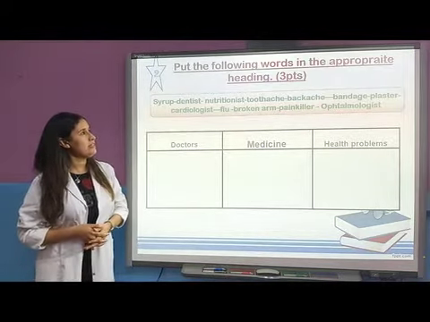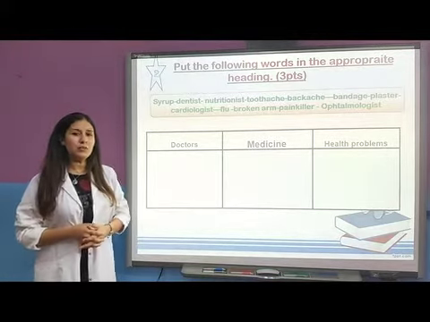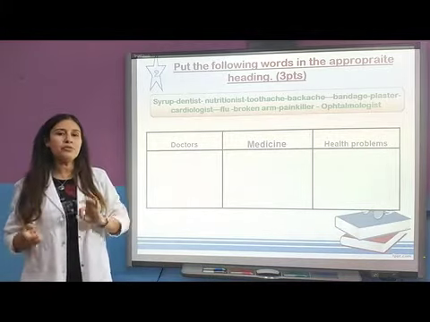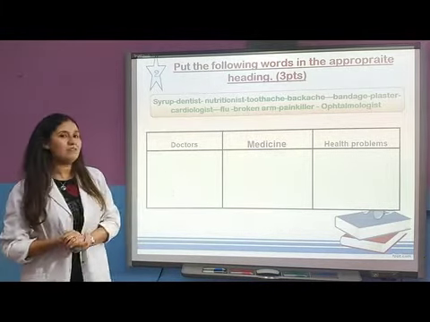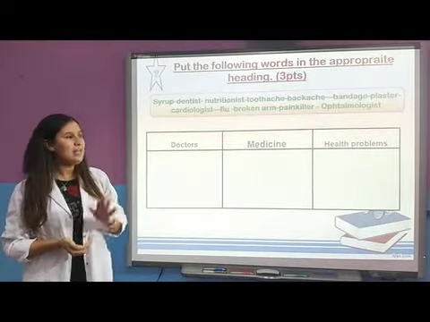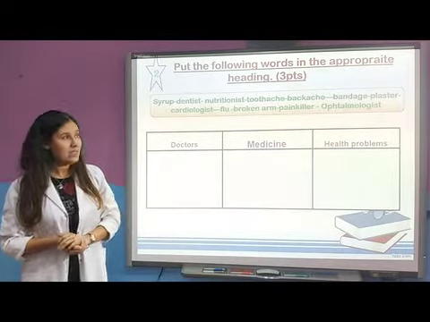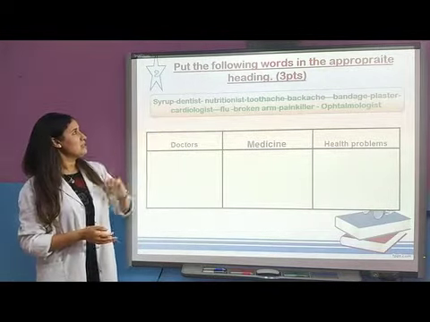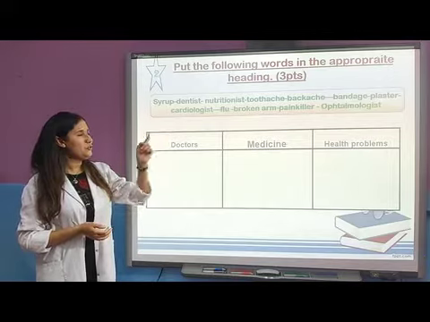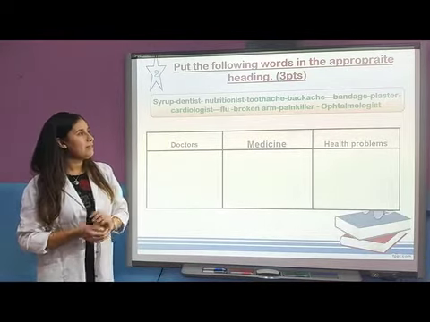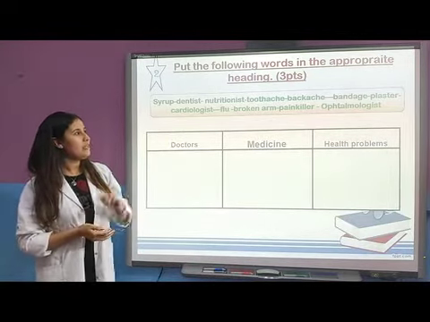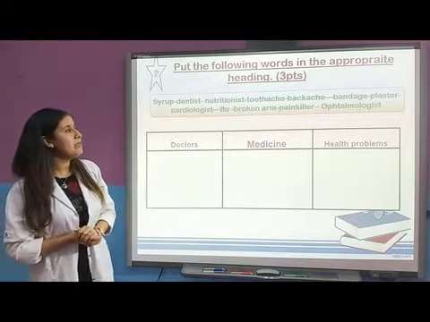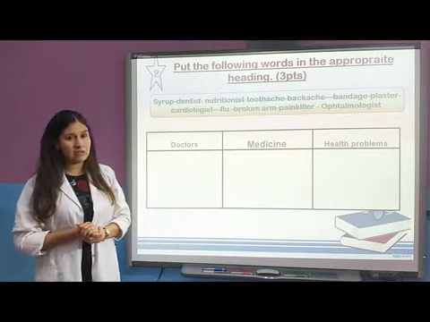Put the following words in the appropriate heading, and this one is related to vocabulary. Here, as you can see, you have a chart that is divided into 3 columns. In the first one, you have doctors. In the second one, you have medicine. And in the last one, you have health problems. The words that you are supposed to fill in the chart with are syrup, dentist, nutritionist, toothache, backache, bandage, plaster, cardiologist, flu, broken arm, painkiller, and ophthalmologist.